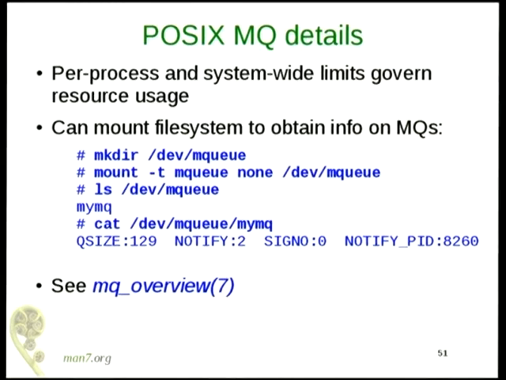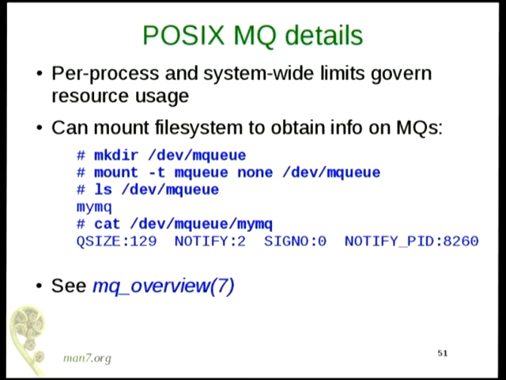Okay, I mentioned that there was a file system that could show you your POSIX message queues. You can mount that file system by doing something like this. Make a directory for the mount point. Then you say mount -t mqueue, none here, and then the mount point. And then you can list the contents of that directory and see your message queues.